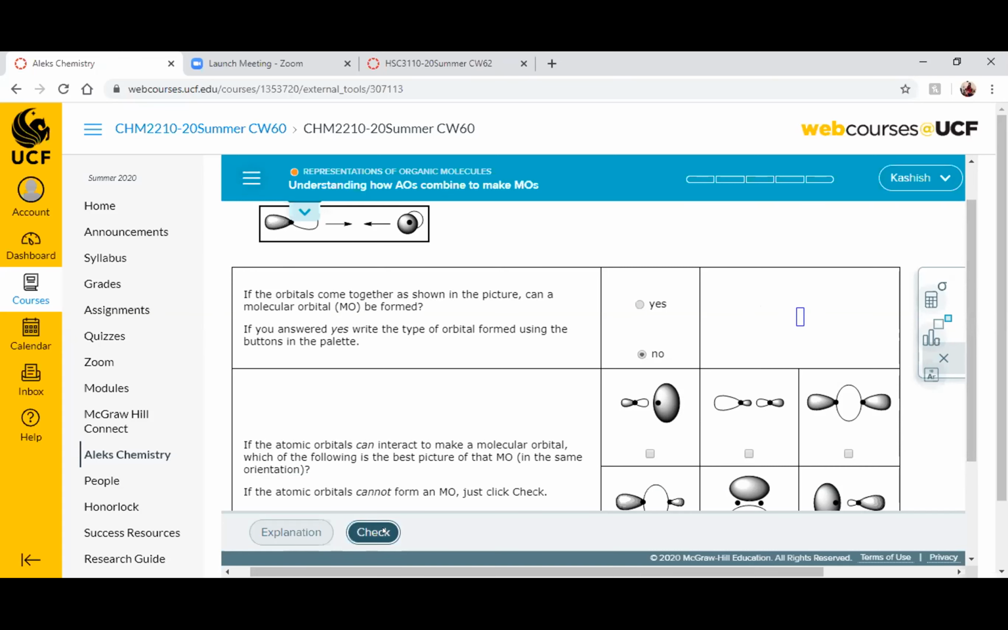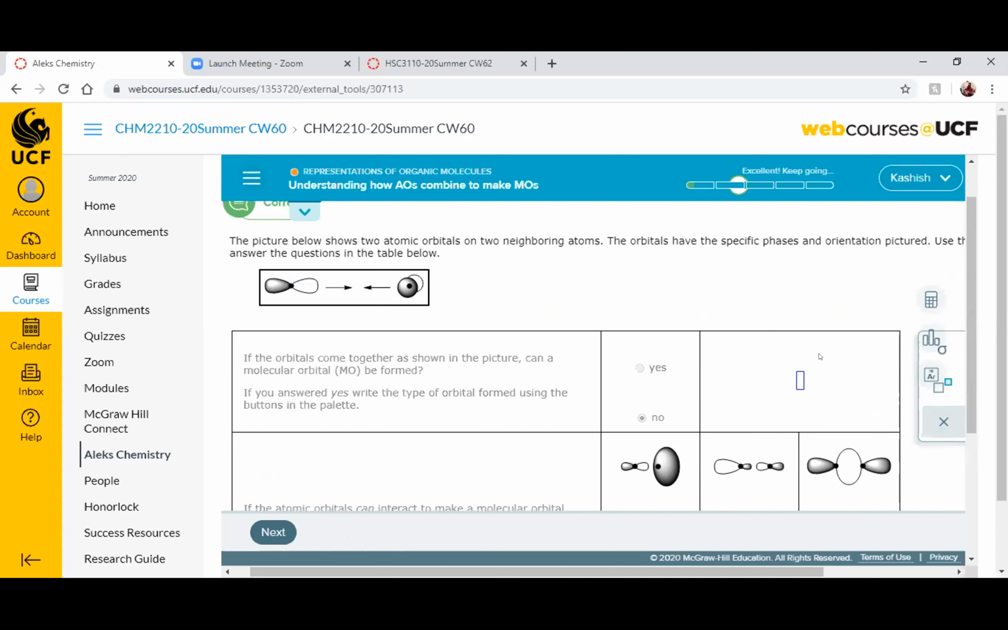You can't click anything else, right? Or yeah, so like I said right before, the nodes have to sort of line up. So if you have one that's on its side, like the one on the left, it has to be paired with another one that's on its side. If you have one that's into and out of the screen, like the one on the right, it has to have another one that's into or out of the screen, if we have a p orbital.